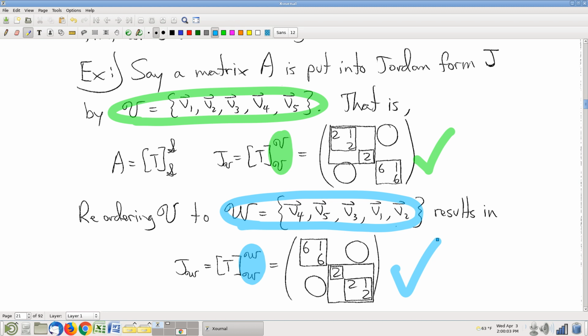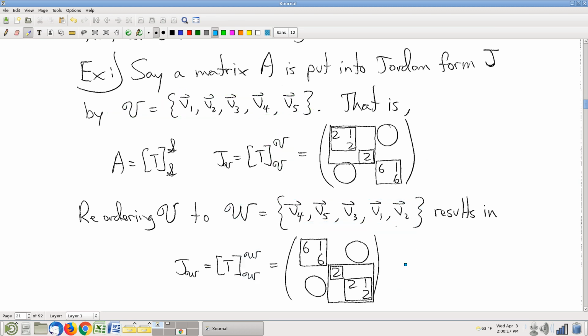But these kinds of shufflings, rearrangements of the blocks, can always be done by a reordering of the basis vectors in the Jordan basis. Okay, so here are the details. Let's look at these blocks one at a time. Let's start with this block.